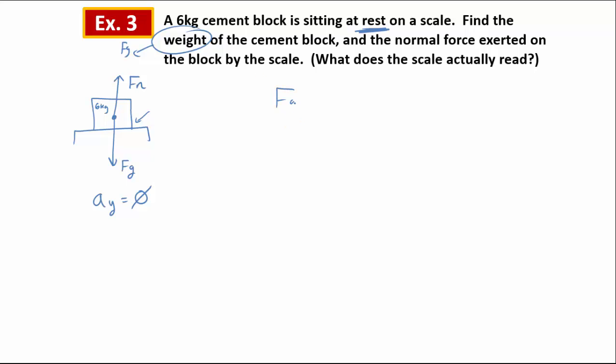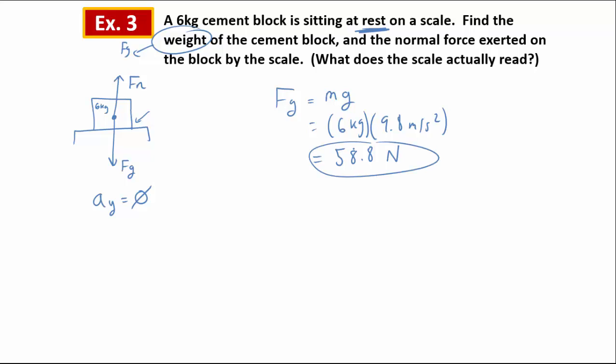So let's start by calculating the weight of the cement block. The weight, or the force due to gravity, is going to be equal to the mass times the gravitational acceleration on Earth. So our mass of 6 kilograms times our gravitational field acceleration of 9.8 meters per second squared, and we're going to get a final answer of 58.8 newtons. That's the weight of the cement block.